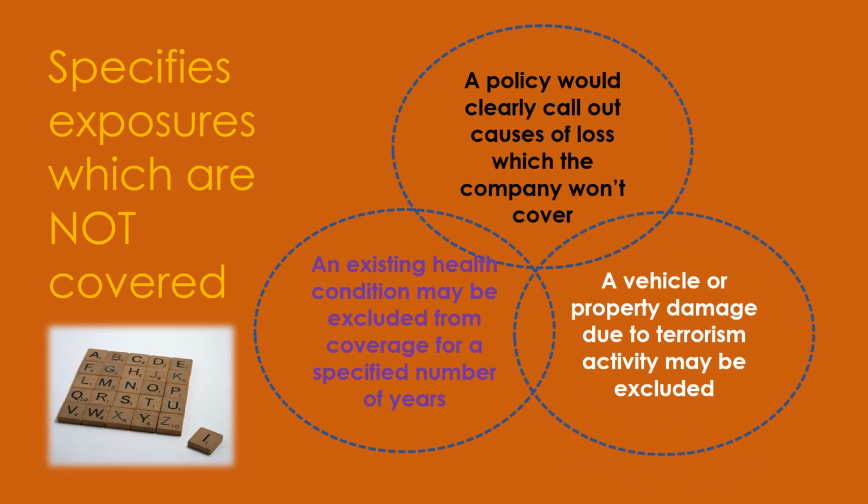It is important for an insured to know what is not covered in a policy. A lot of times an insurance company may not cover certain causes of loss irrespective of who the insured is. This means they won't cover a particular loss for all the insureds covered under a specific product or products. For example, health policies may not cover existing health conditions for a certain number of years. Or, any property damage caused due to terrorism activity may not be covered. These are listed as exclusions in the policy document.